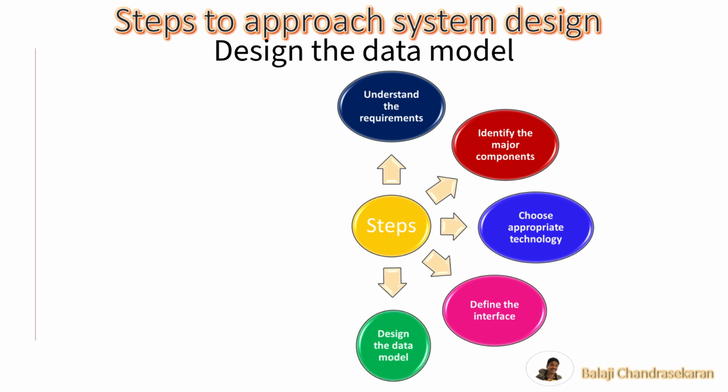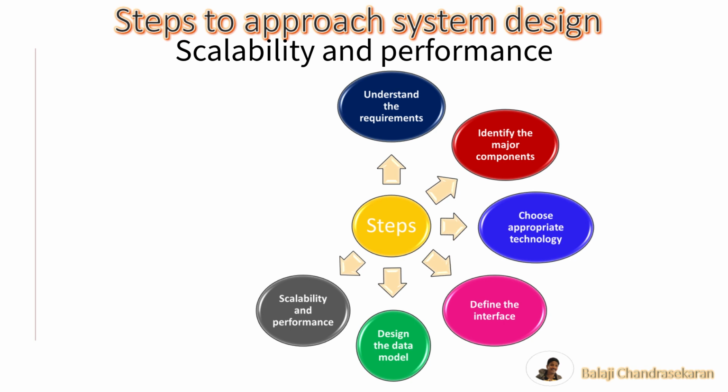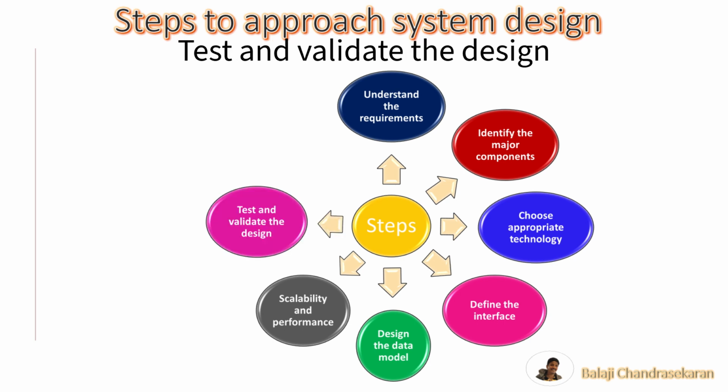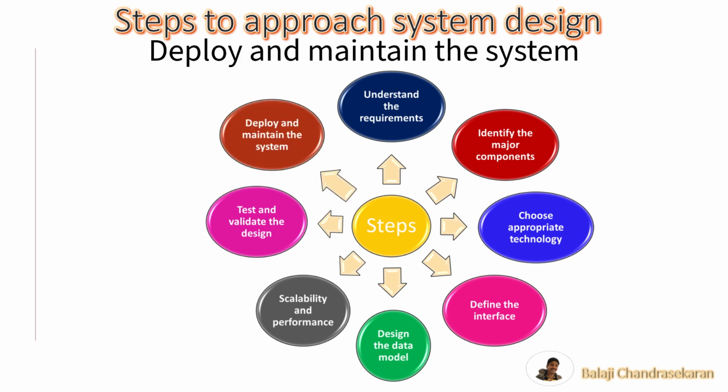Design the data model for the system, including the schema for the database, the structure of data files, and the data flow between components. Consider scalability and performance implications of the design, including factors such as load balancing, caching, and database optimization. Validate the design by testing the system with realistic data and use cases, and make changes as needed to address any issues that arise. Finally, deploy the system and maintain it over time, including fixing bugs, updating components, and adding new features as needed.